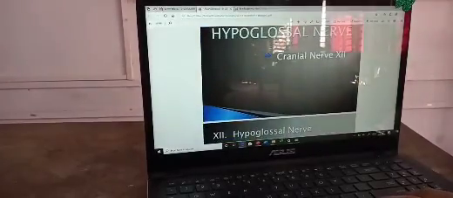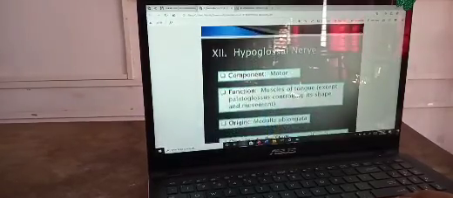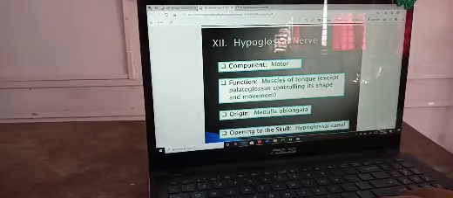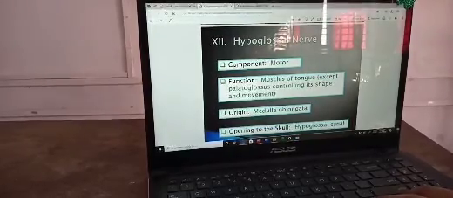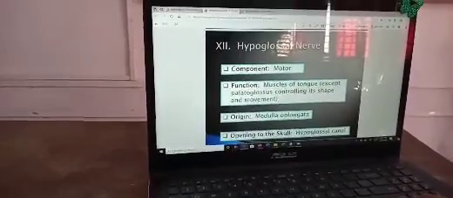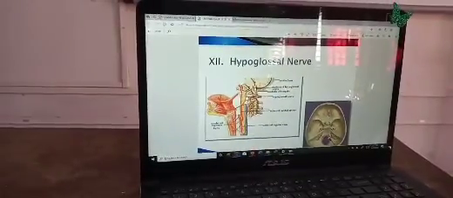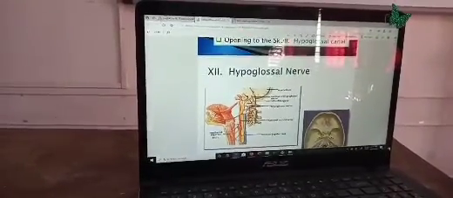Then you have the hypoglossal nerve, which is the 12th cranial nerve. The hypoglossal nerve is a motor nerve. It supplies the muscles of the tongue except the palatoglossus, which controls the shape and the movement of the tongue. The medulla oblongata is where it originates from, and it opens to the skull by the hypoglossal canal.